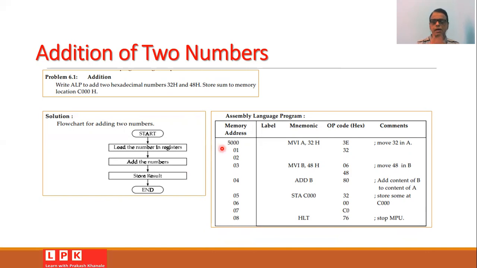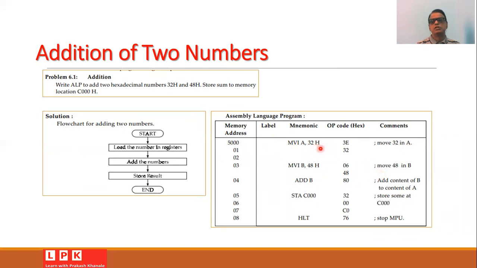Suppose my microprocessor based system allows me to store the ALP at the memory address 5000H. So the first instruction I will be using is MVI A, 32H, where the first number 32 will be moved into the accumulator. Then the second number 48 is to be moved into another register, say B, for which I will use the instruction MVI B, 48, so that the second number will be moved into the register B.